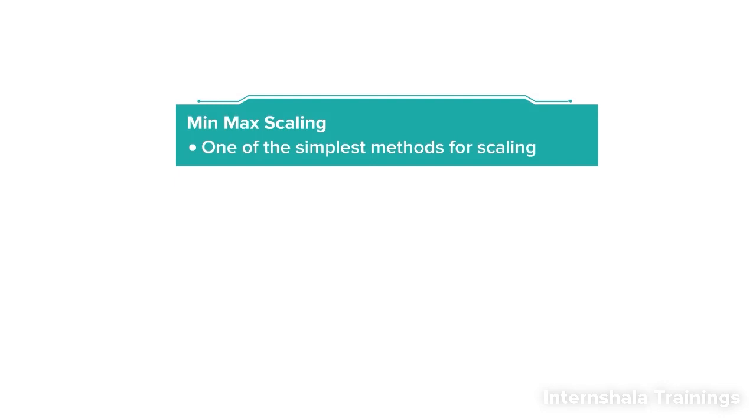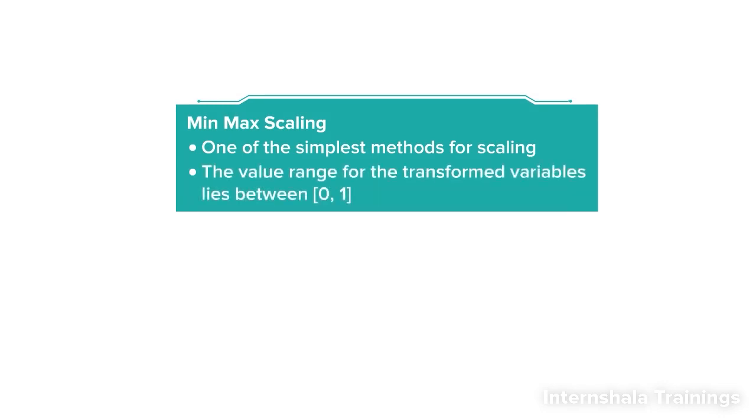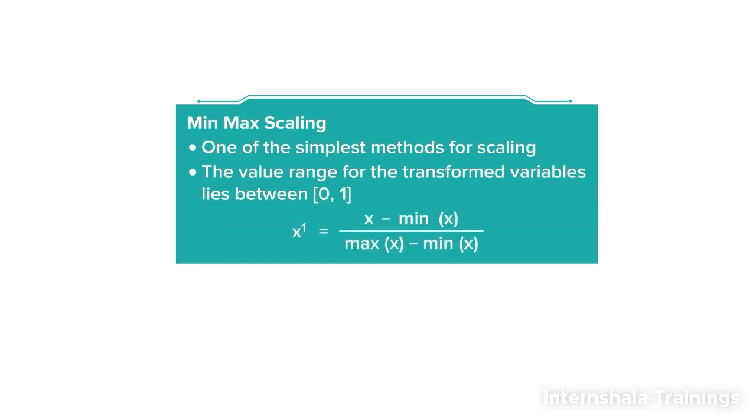Min-max scaling is one of the simplest methods for scaling. The value range for the transformed variables lies between 0 and 1. The scaling is done by subtracting the minimum value from the current value and dividing by the difference between maximum and minimum values.